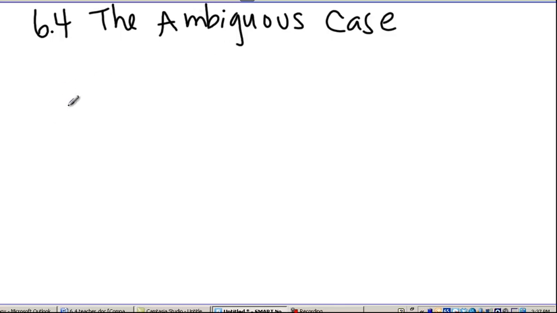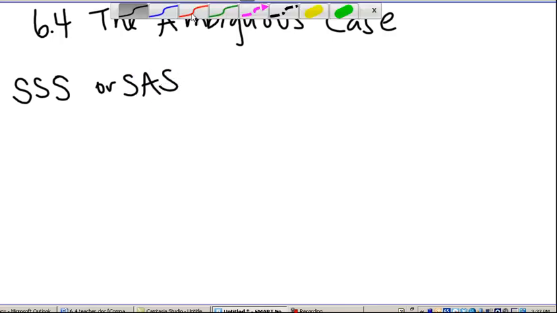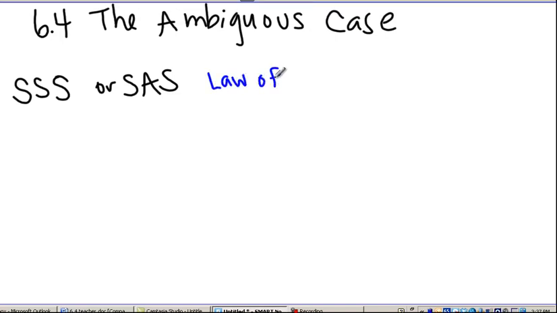Discussion points. You might want to put this in a box on the side of your notes. When you're given side, side, side, or side, angle, side, you are going to use the law of cosines.